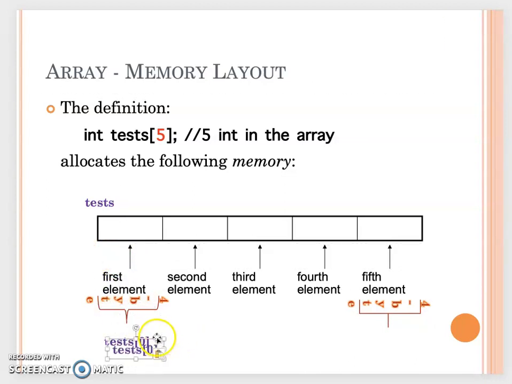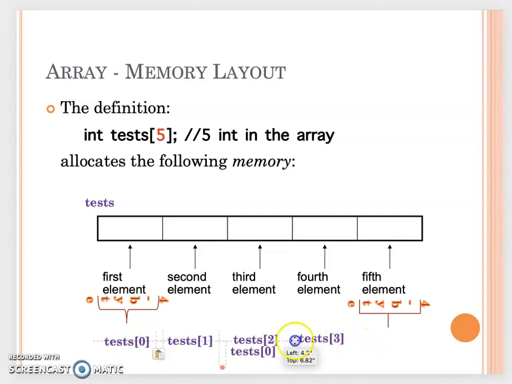The second element will be the test variable name, then your index is 1. Then the third element, the same thing: you will have your array name, then index equal to 2. Then continue. Of course, the last ones will be 3 and 4. That's how we access each element in the array.